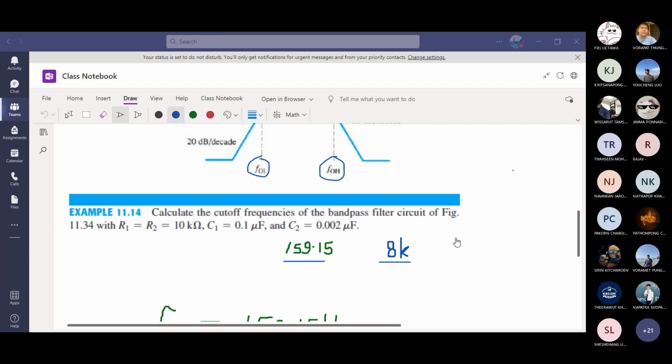Pichayut? Did you see your quiz score? I posted the quiz score. Is Pichayut here? No. Pichayut is not here. Today is absent. Your quiz score was posted this morning on your Microsoft Teams.